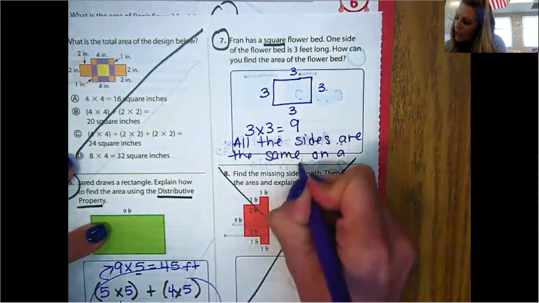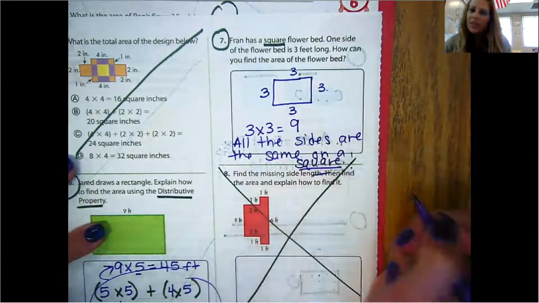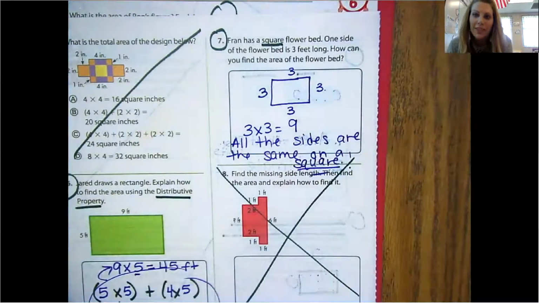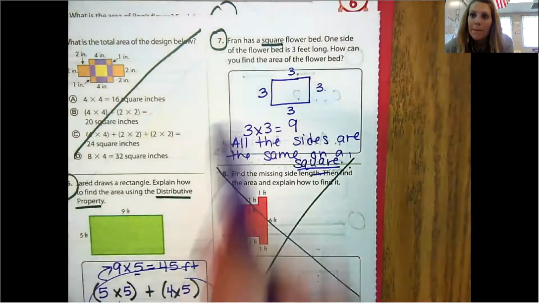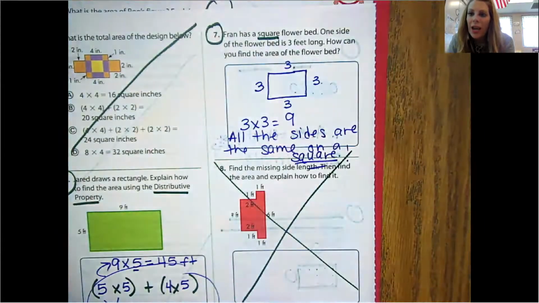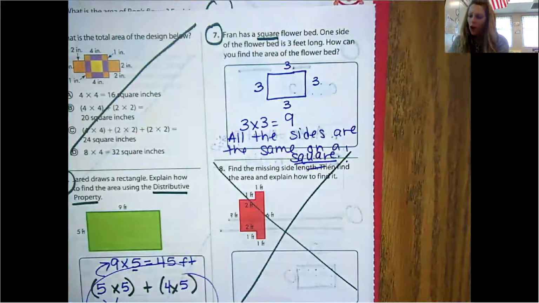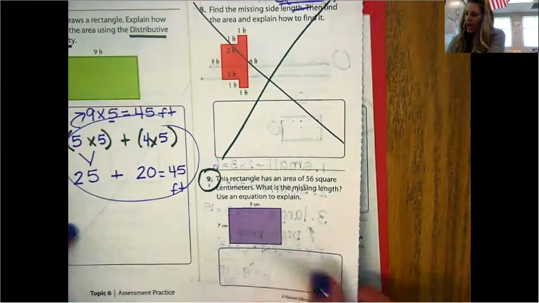Now, I know for a fact that they are going to try to trick you on your math test tomorrow. Remember that one. Any question they ask about a square, all 4 sides are the what? They are the same. All right? So let's look at number 9.